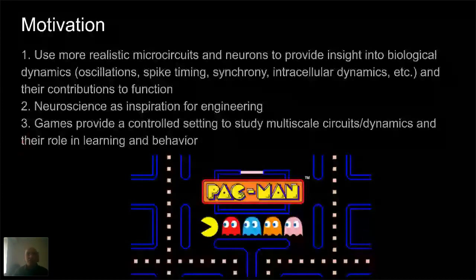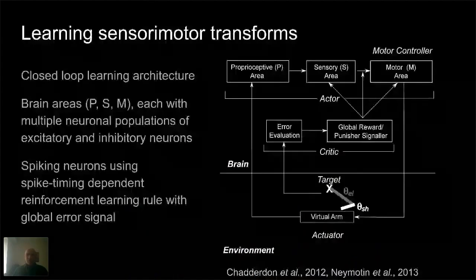And then we want to see if we can use neuroscience to improve the engineering algorithms like the deep learning networks. And that's more of a long-term goal. So the first example of using this kind of architecture with more detailed neurons is learning these sensory motor transforms.